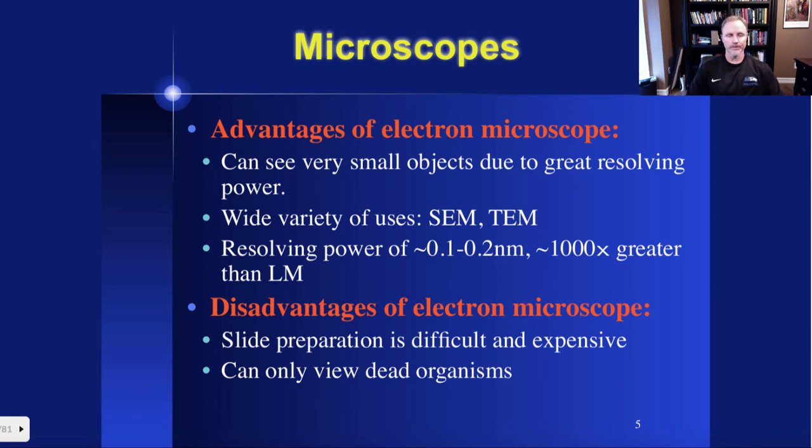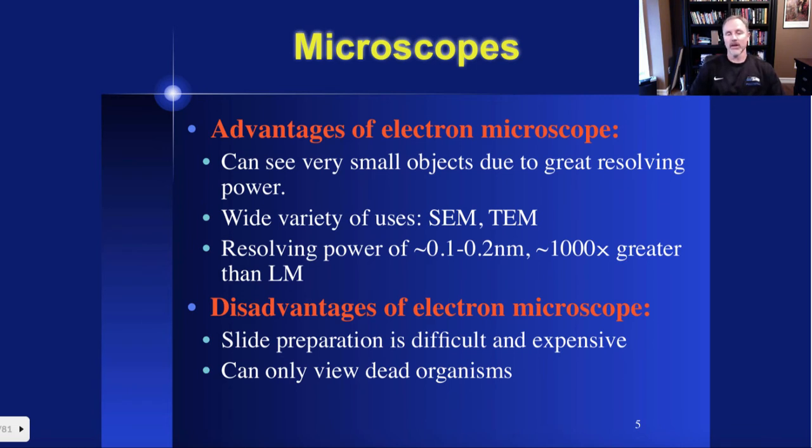With the electron microscope, some of the advantages are that they have a great resolving power. We can really see the fine detail of these things. There's a wide variety of uses. Two of the very common ones are the scanning electron microscope, where you're looking at the surface of an object, or a transmission electron microscope, where you can actually see through these things. And the other advantage is that they have tremendous resolving power, down to about 1 to 2/10 of a nanometer, or 1,000 times greater than that of a light microscope. The disadvantages are that the microscopes themselves are very expensive. They're hard to maintain. Usually you only find these things at a university or certain businesses, things like that.